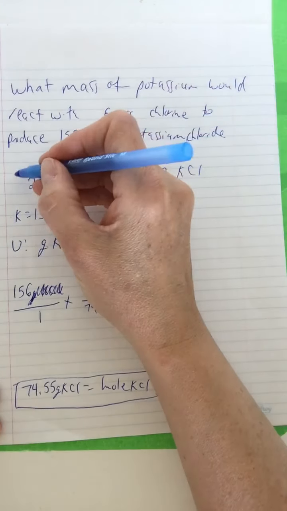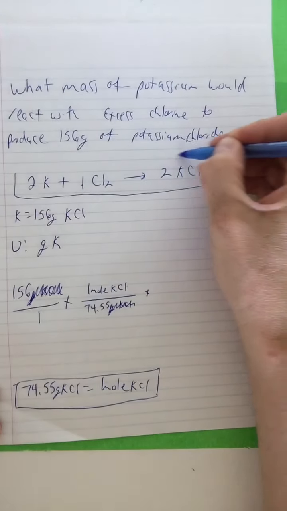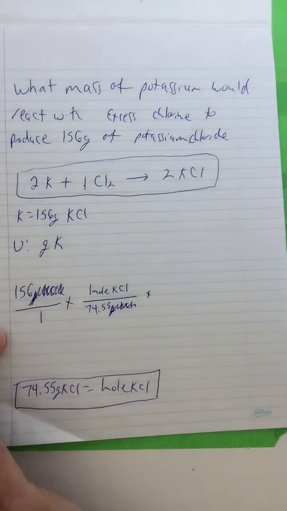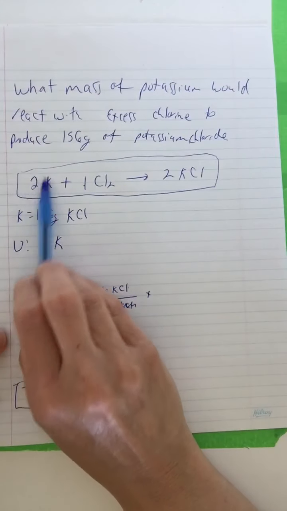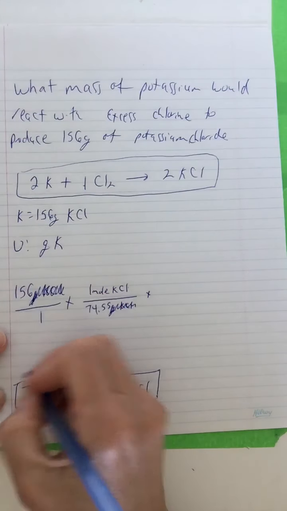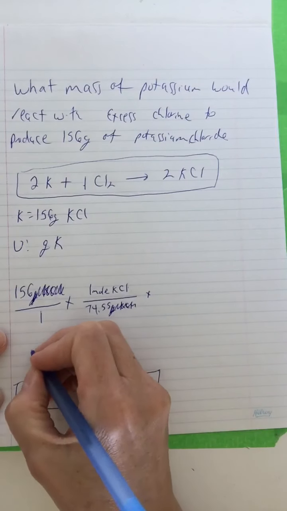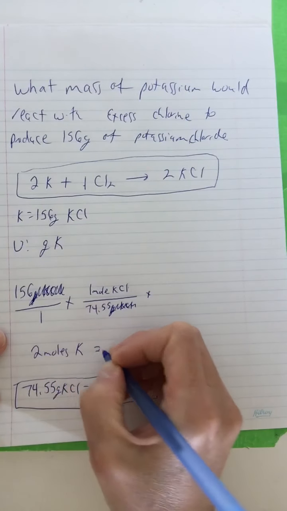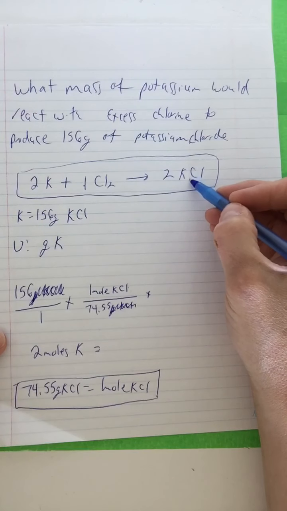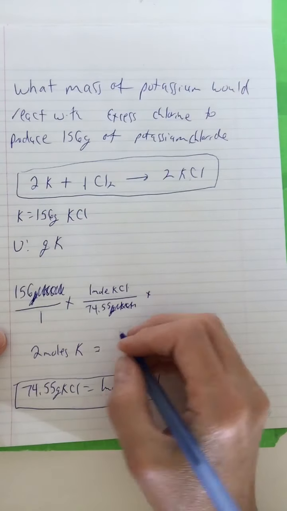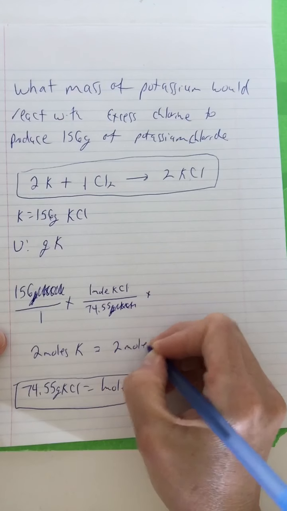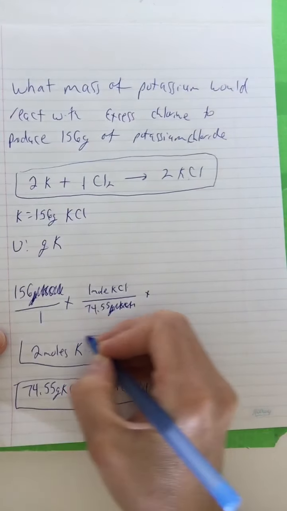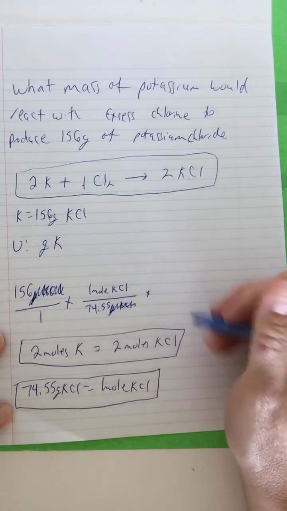Well, I've got a balanced equation here. From a balanced equation, I can get a mole to mole ratio. So how many moles of potassium are here? It's another bunk bed pair. 2 moles of potassium are equal to how many moles of KCl in this balanced equation? 2 moles of KCl. That's another bunk bed pair we're able to use here in this equation.